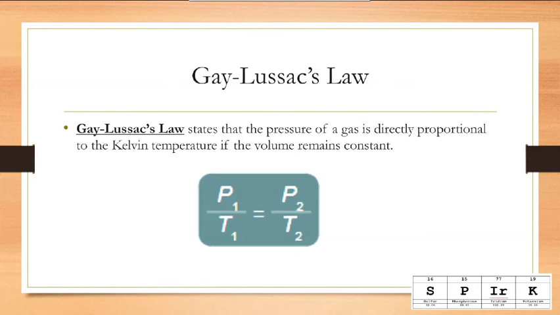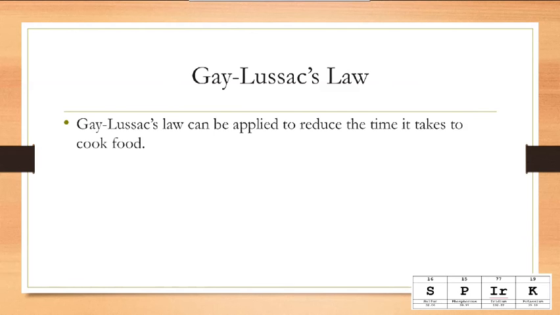So Gay-Lussac's law states that the pressure of a gas is directly proportional to the Kelvin temperature if the volume remains constant. So there we have P1 over T1 equals P2 over T2. Gay-Lussac's law can be applied to reduce the time it takes to cook food.